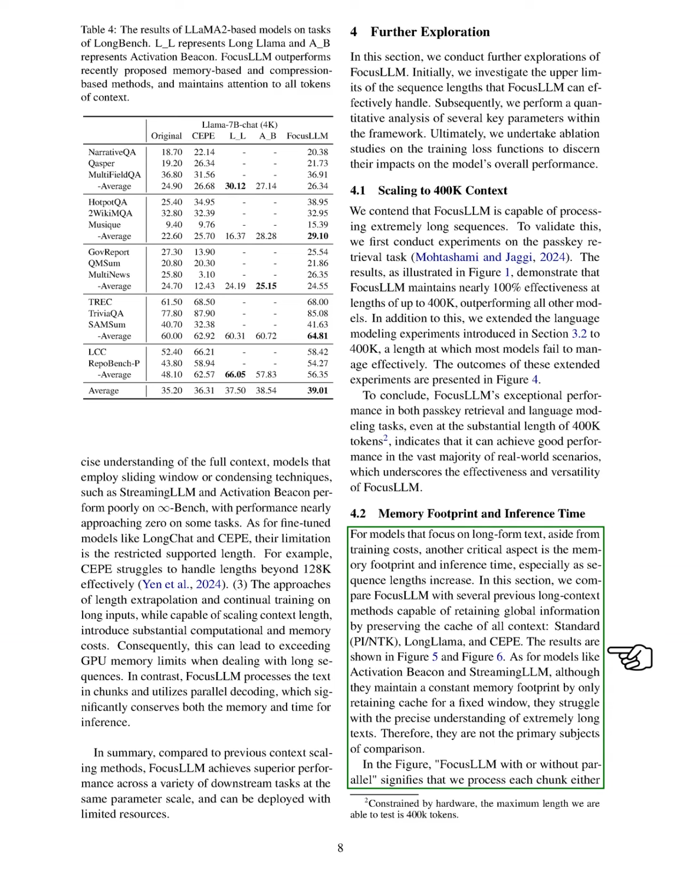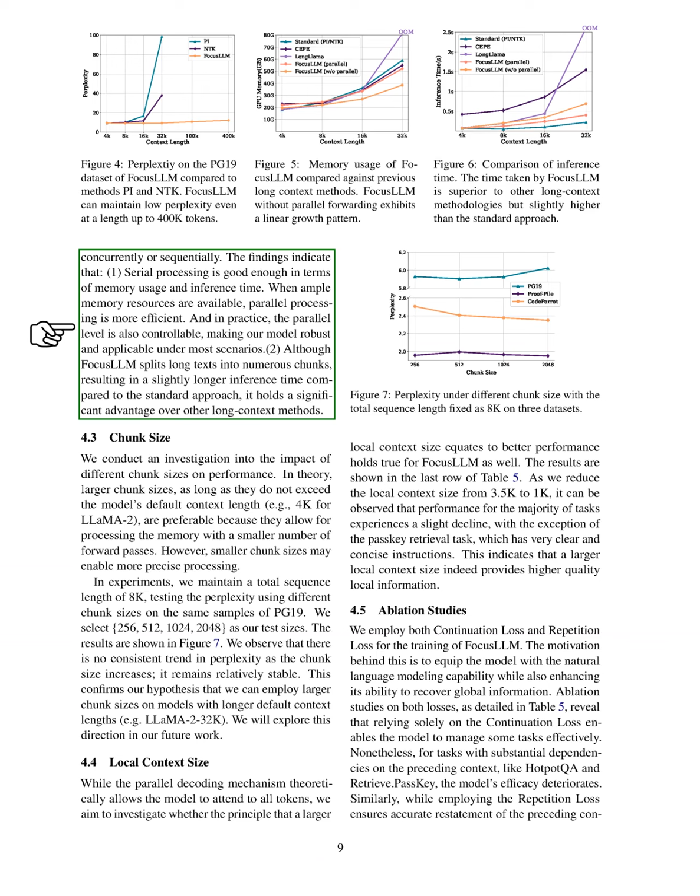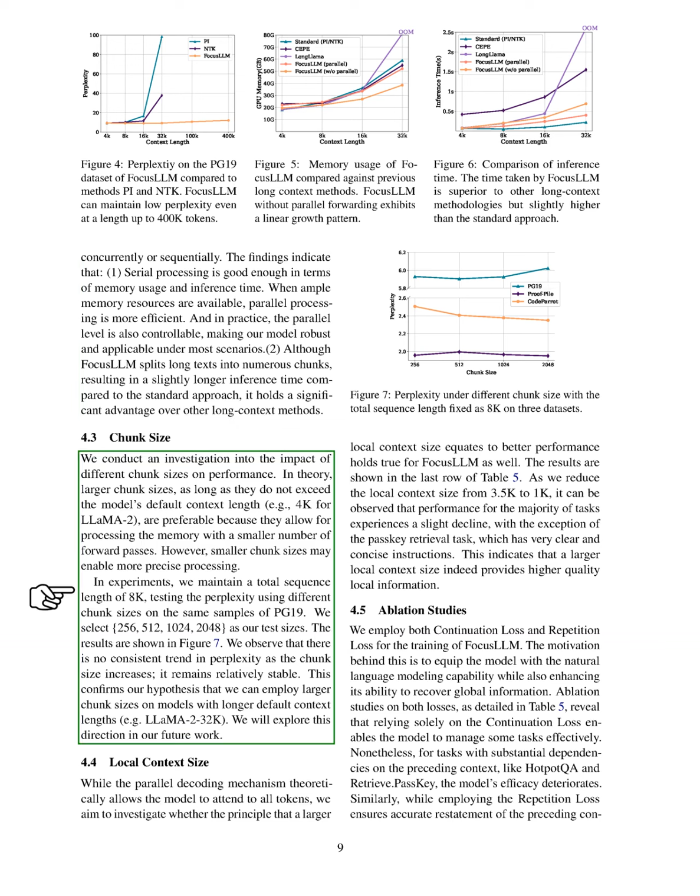Regarding memory usage and inference time, we compare FocusLLM with previous long-context methods that retain global information by keeping a cache of all context. We focus on models like Standard, Pi, NTK, Long Llama, and CEPE. Our findings indicate that while serial processing is sufficient for memory and inference time, parallel processing is more efficient when memory resources are ample. Although FocusLLM splits long texts into chunks, it still outperforms other long context methods despite a slightly longer inference time. We also investigate how different chunk sizes affect performance.